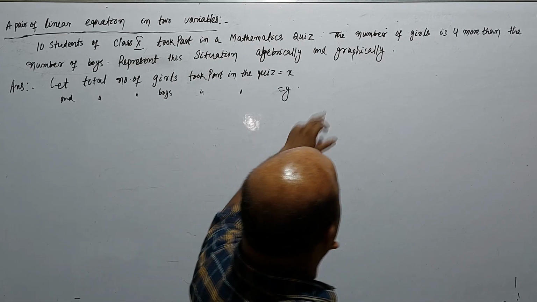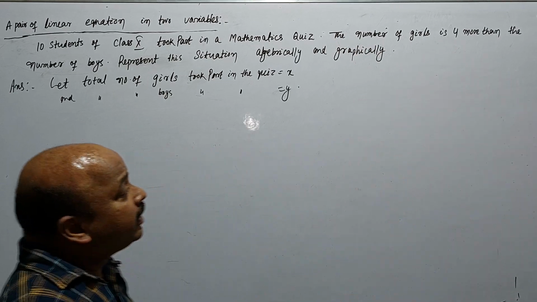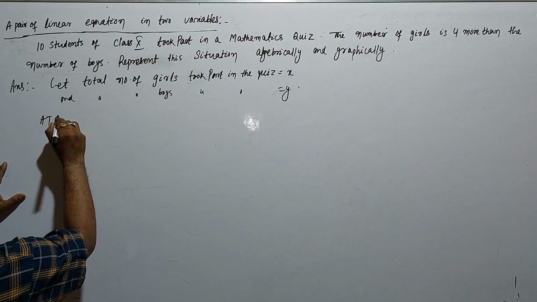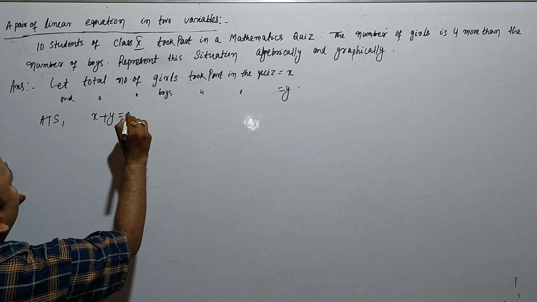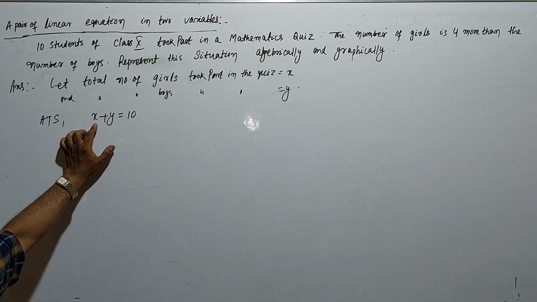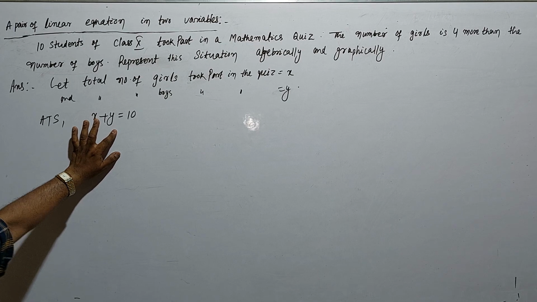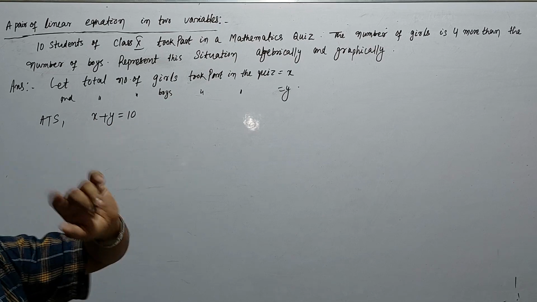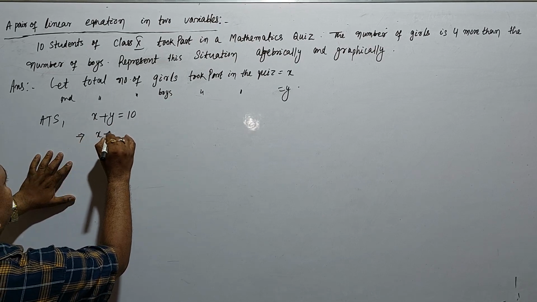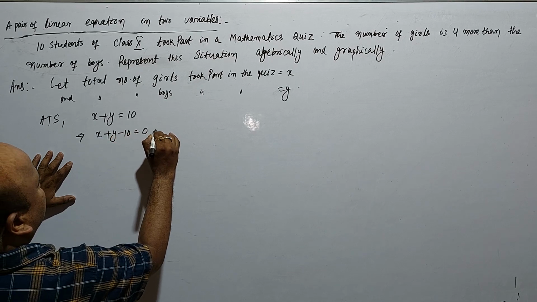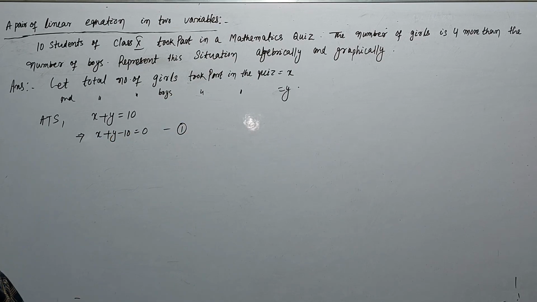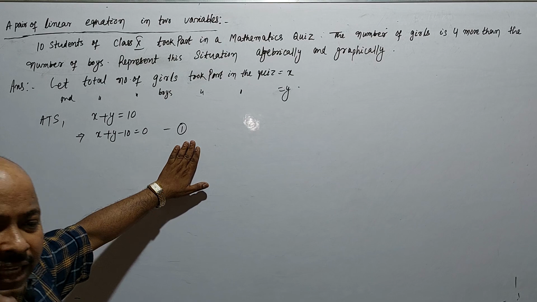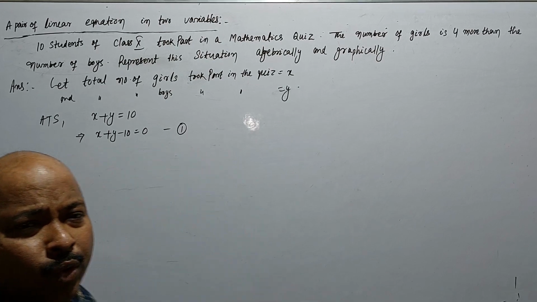But another thing is given that the number of girls is 4 more than the boys. So students, I am writing here, according to the situation, x plus y is equal to 10, because x is the number of girls, y is the number of boys, and total students taken part in the quiz is 10. So positively x plus y is equal to 10. So what you get? x plus y minus 10 equal to 0. Okay, this is a linear equation in two variables, that is equation 1, जो हमें 9th क्लास में ऑलरेडी पढ़ चुके हैं और कुछ देर पहले मैंने आपको समझाया था.